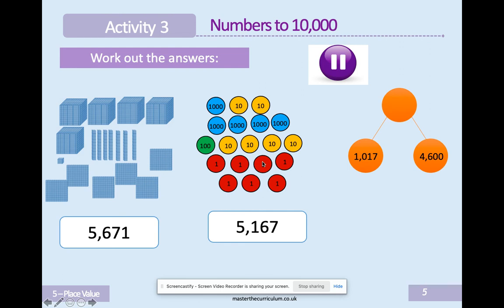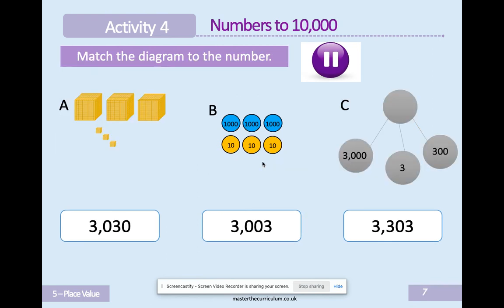I wonder who got this one correct. 5,670. Well done if you did that all correct. For activity 4, once again, on your sheet, you can write down A, B, or C and match them with the correct answers. Pause the video now and write them down.